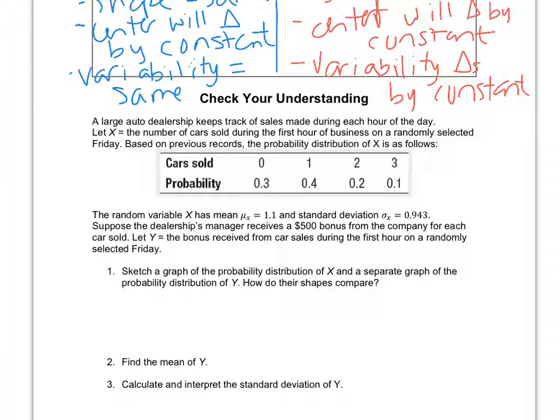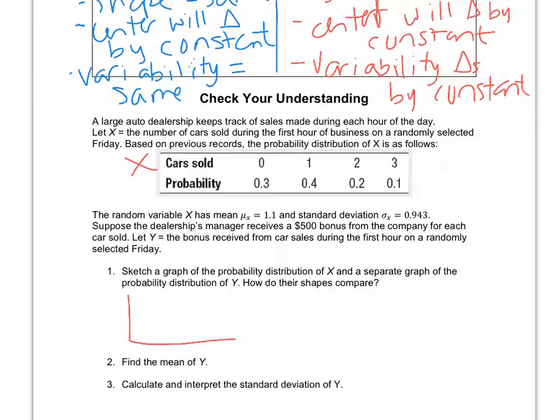Remember, we can write the mean as not a whole number. Suppose the dealership's manager receives a $500 bonus from the company for each car sold. Let Y equal the bonus received from car sales during the first hour on a randomly selected Friday. Sketch a graph of the probability distribution of X and a separate graph of the probability distribution of Y. How do these shapes compare? Okay, well, let's look at what we're graphing here, right? So the probability of X is cars sold.